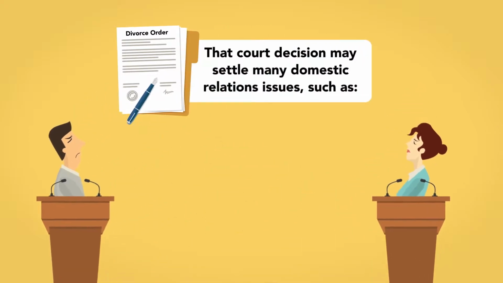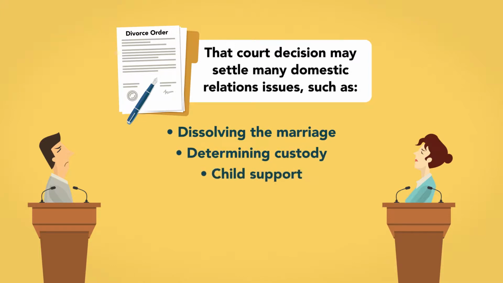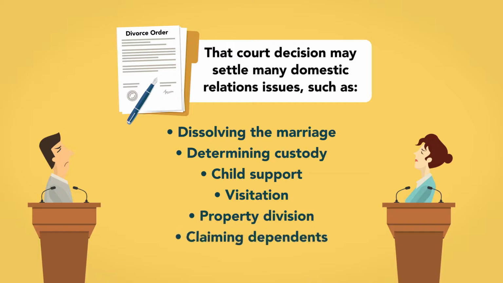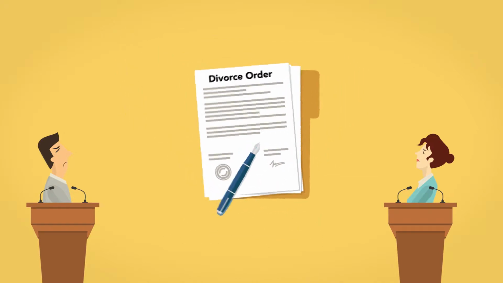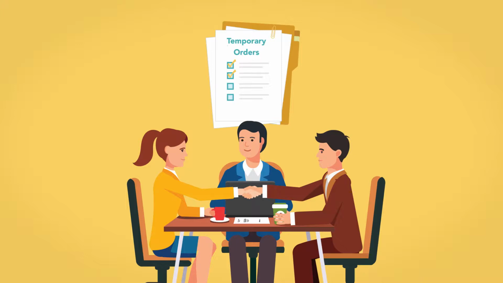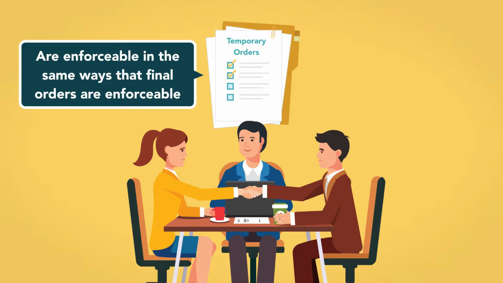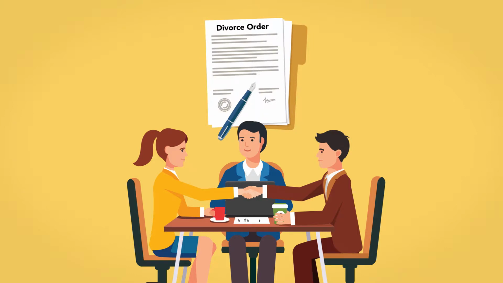That court decision may settle many domestic relations issues, such as dissolving the marriage, determining custody, child support, visitation, property division, who can claim the children as dependents on their income tax returns, and many other issues. These orders are then enforceable in many ways. While the case is pending, temporary enforceable orders of custody, child support, visitation, and spousal support may be in effect. These orders are usually generated by a magistrate at a pretrial hearing. These temporary orders are enforceable in the same ways that final orders are enforceable. The temporary orders are then replaced by the final order once it is signed by the judge.